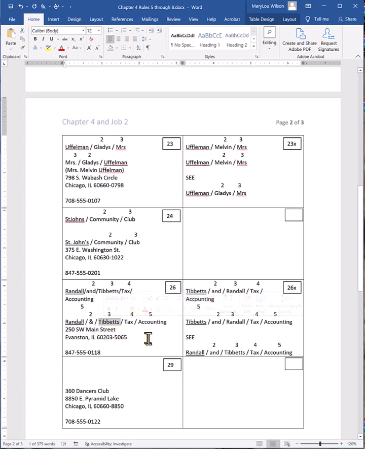So if somebody comes up to you as the records clerk and asks you for the Tibbetts tax accounting information, well, you're not going to know. You'll go to Tibbetts in the T, and you're not going to find it unless we have this cross-reference in here with Tibbetts as a key unit. And then you're going to see, oh, well, it's not under Tibbetts, it's really under Randall, and that's how you can go find the correct information.